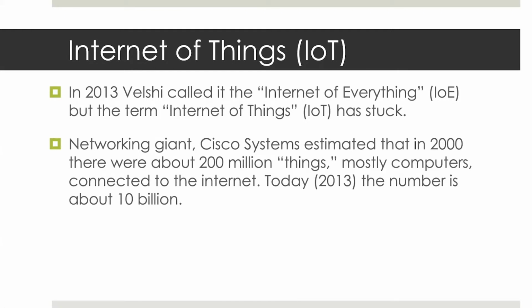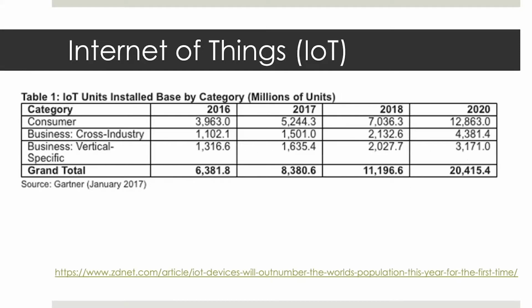Networking giant Cisco Systems estimated that in 2000 there were about 200 million things, mostly computers, connected to the internet. Okay, so that's in the year 2000, 20 years ago, about 200 million different things. Today, when this article was written that Velshi wrote, so 2013, the number is about 10 billion, with a B.